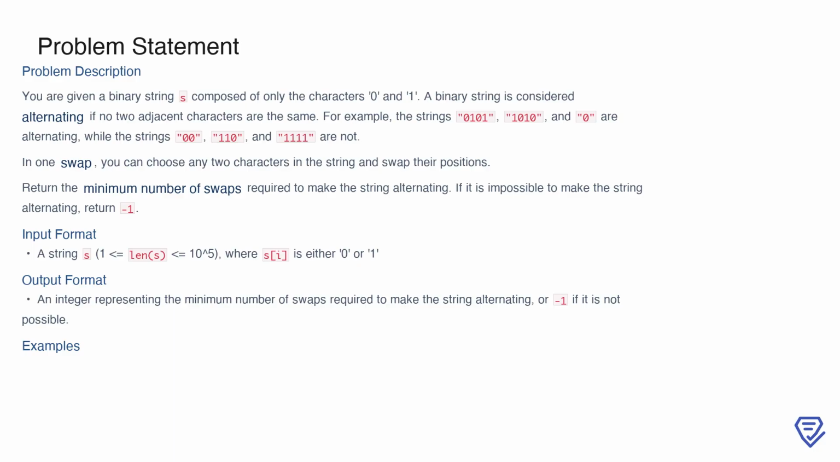that are the same. To solve this, you are allowed to swap any two characters in the string, and your task is to find the minimum number of swaps needed to make the string alternating. However, if it's impossible to rearrange the characters into an alternating pattern, you should return -1. The input will always be a binary string S where the length of S is between 1 and 100,000, and the output will be an integer representing the minimum swaps required or -1 if it's not feasible.